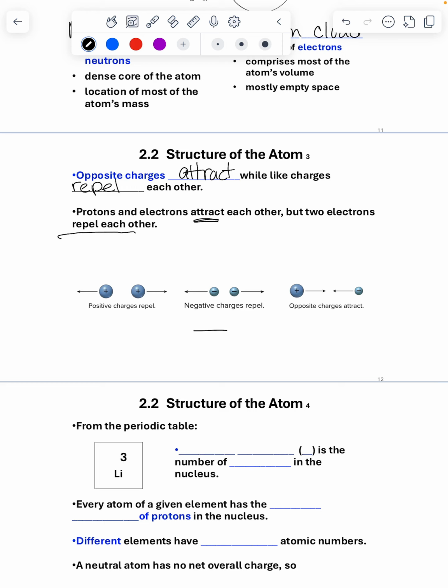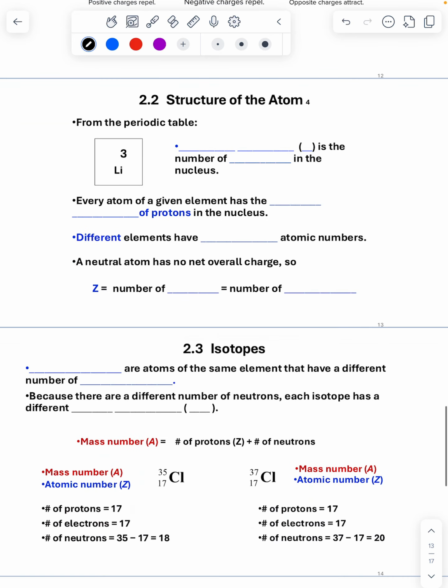All right, if we take a look at the periodic table, and if you find the element lithium, it is element number 3. It has an atomic number of 3. And that atomic number is given a symbol. A capital Z stands for atomic number. And it turns out that the atomic number is also the number of protons. Atomic number equals the number of protons.